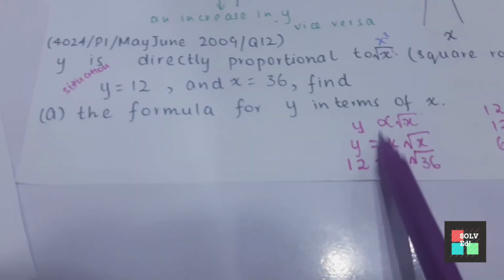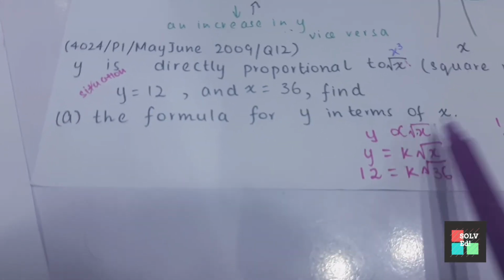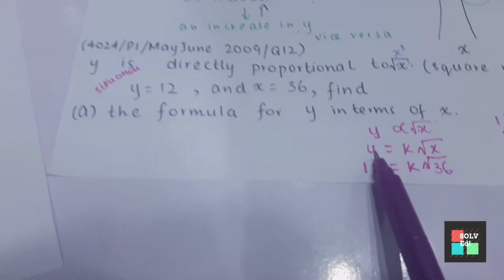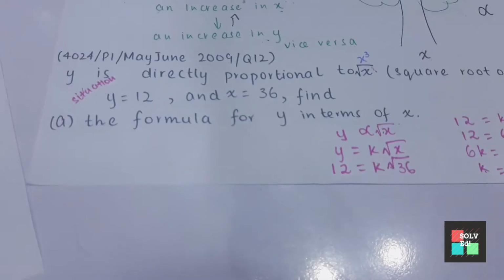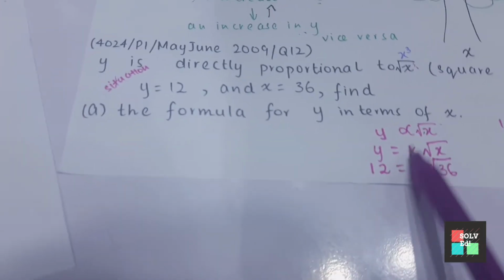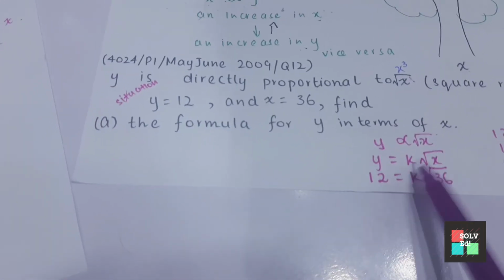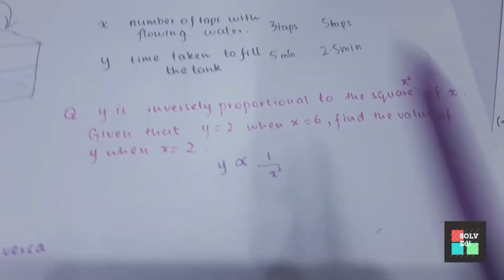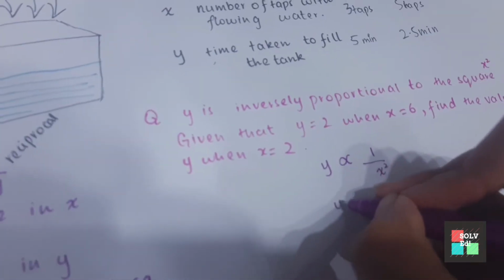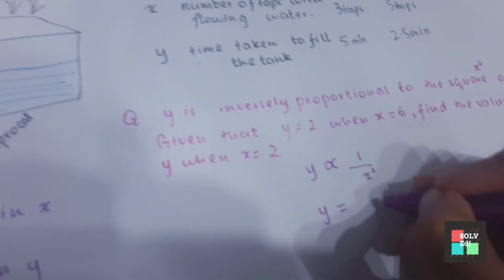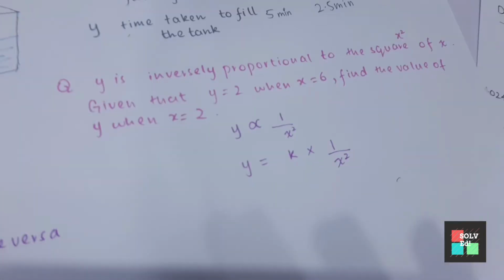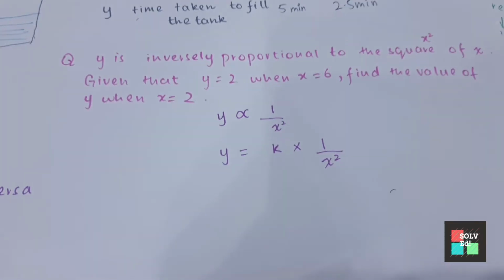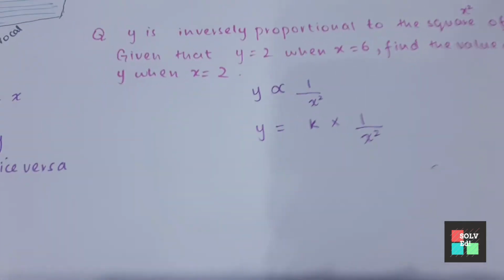And as in direct proportion, we assume that in this case, x squared is a multiple of y, and k is the factor, or k multiplies with x squared to make y. We're going to assume here that y equals k times the reciprocal of x squared. So y equals k times the reciprocal of x squared.